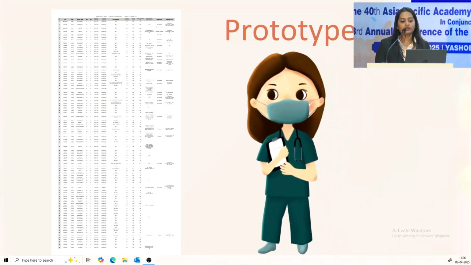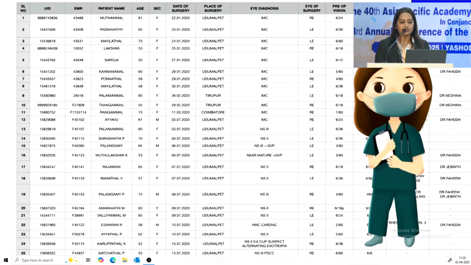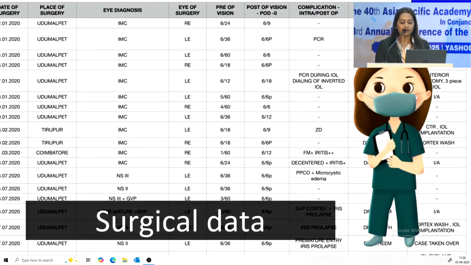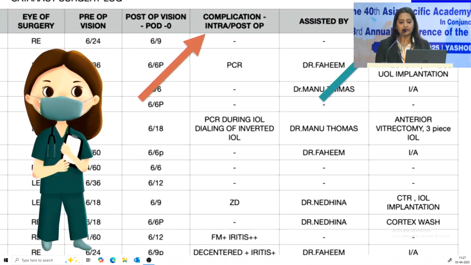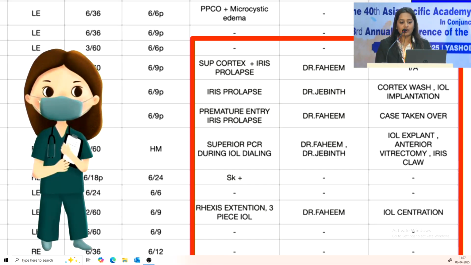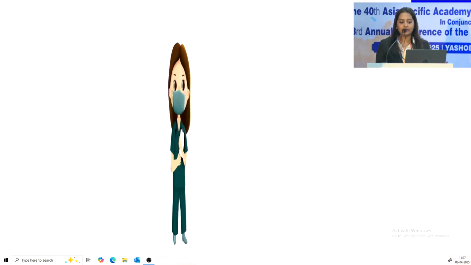So how I did it in my residency was I used to document all my surgical details and the complications in an Excel format on my iPad, wherein I had the demographic data, the surgical data, all the complications, and then the steps that were assisted by the seniors, the steps that I did, and the steps done by the seniors. And over time, I realized that my complications reduced a lot only because of the fact that I documented and I could review my cases, and it helped me improve.